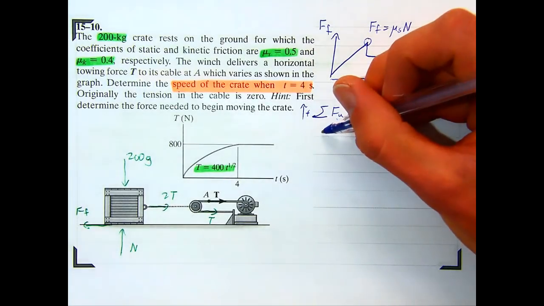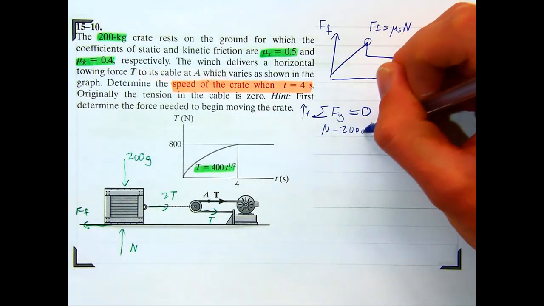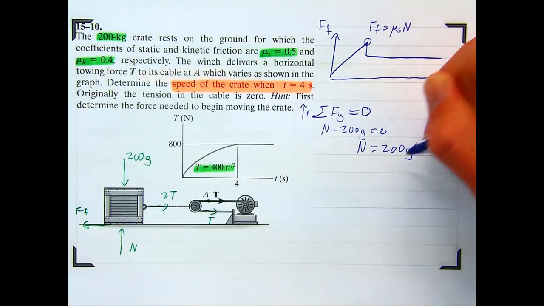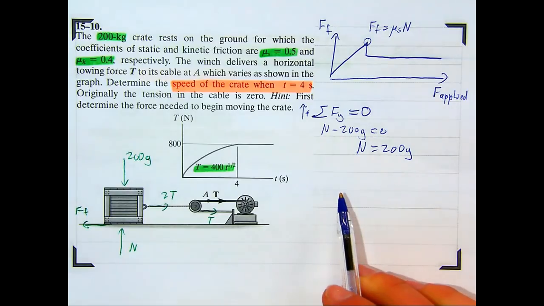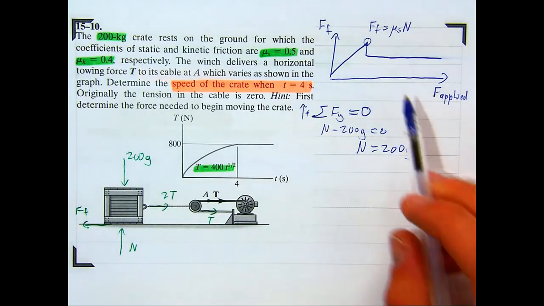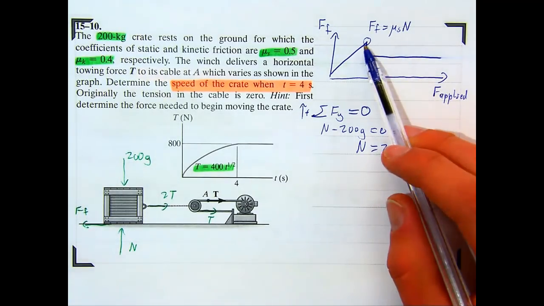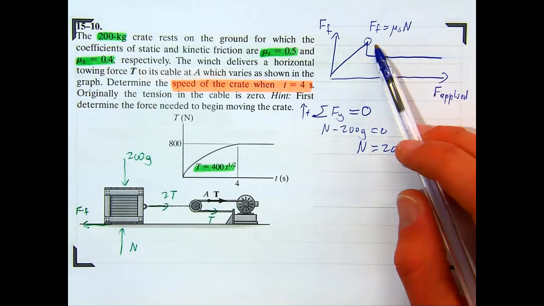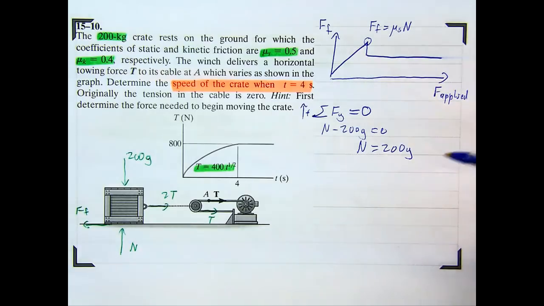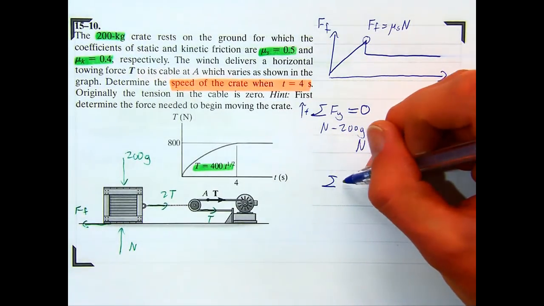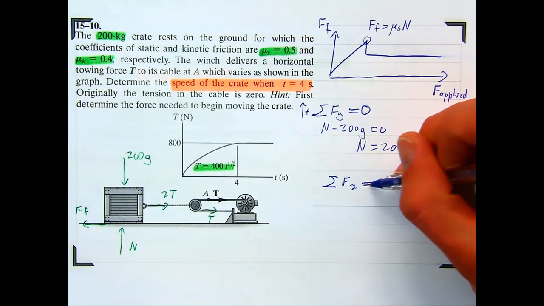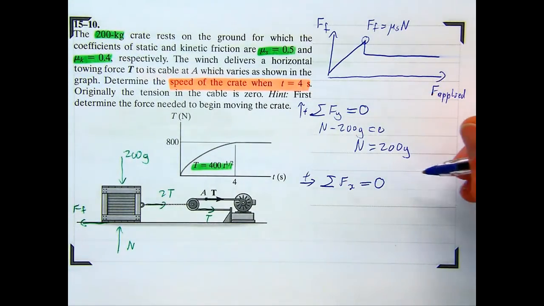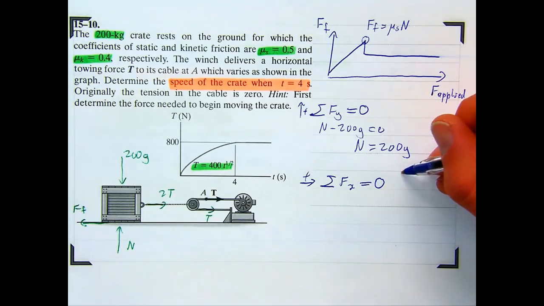Then we get N minus 200 g is equal to 0, or the normal force is equal to 200 g. Next, we go and sum the forces in the x direction, and we consider the point over here just before it actually starts to slip. So when it is still in the static region, and when it is not moving yet, the sum of the forces would still add up to 0. This would be when it is on the verge of slipping, but not quite slipping yet.